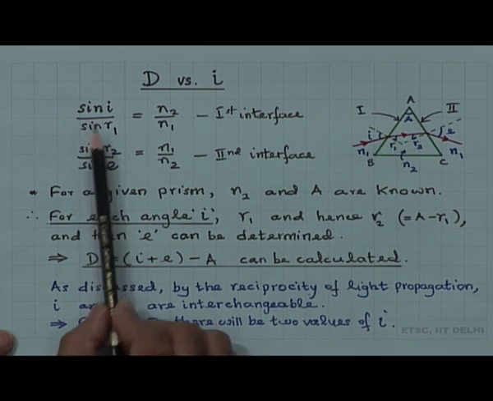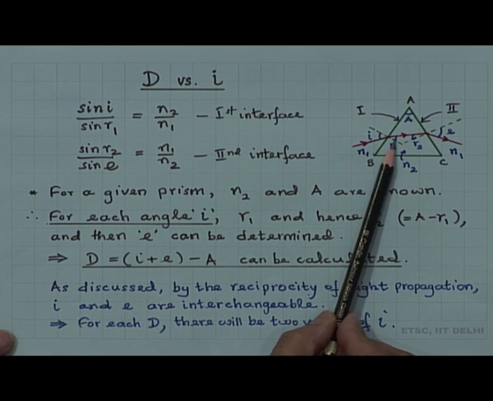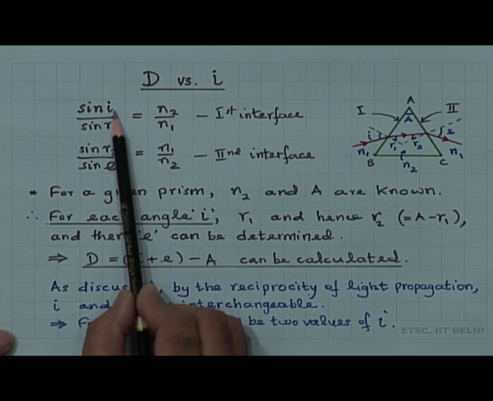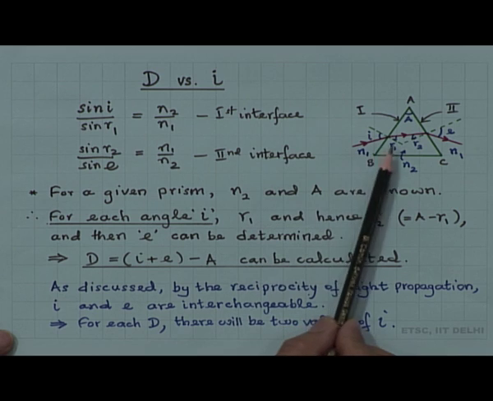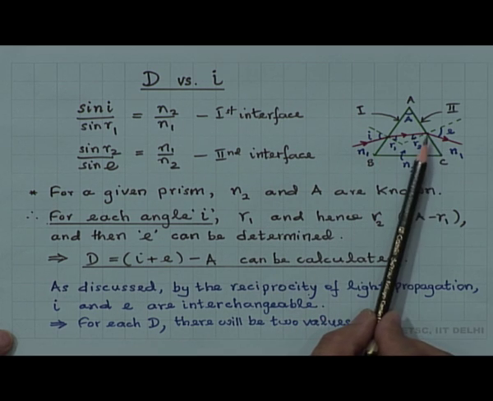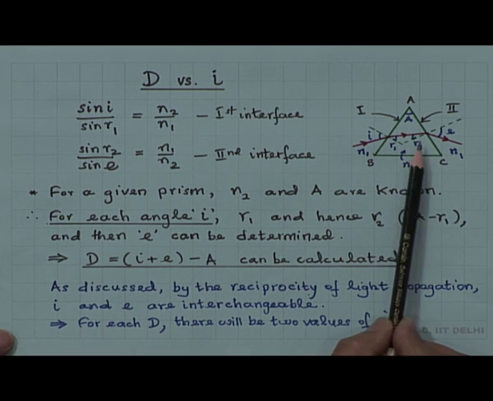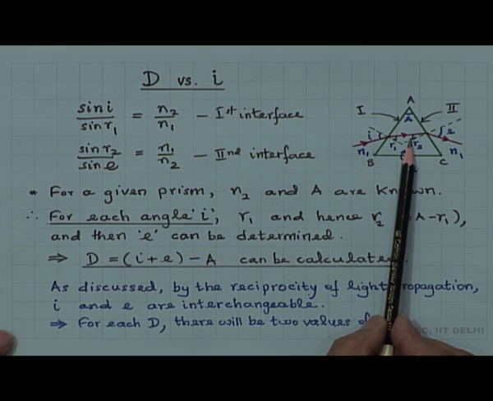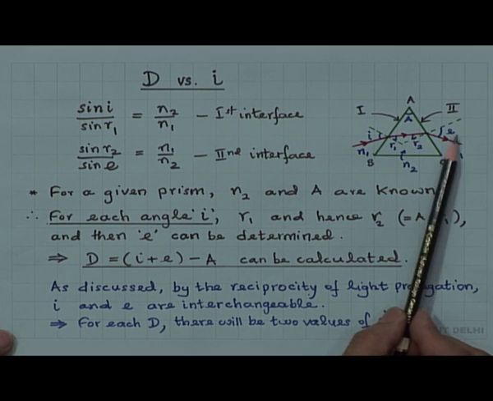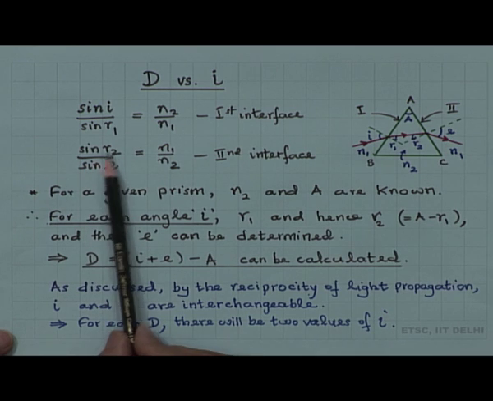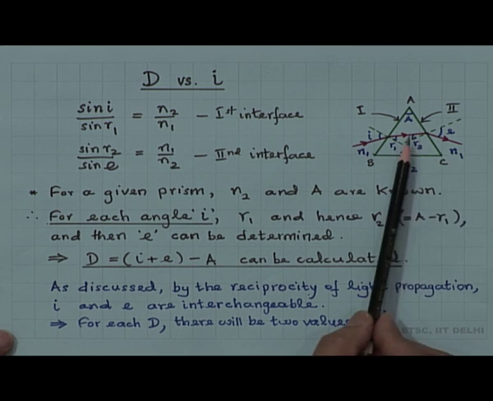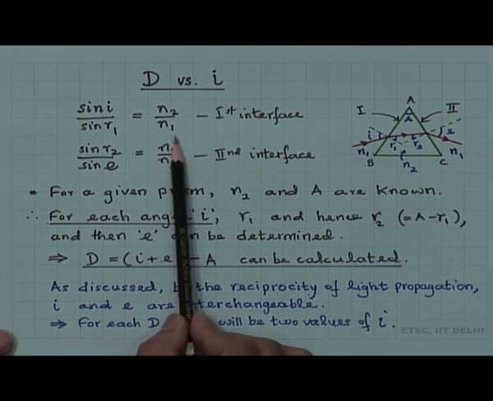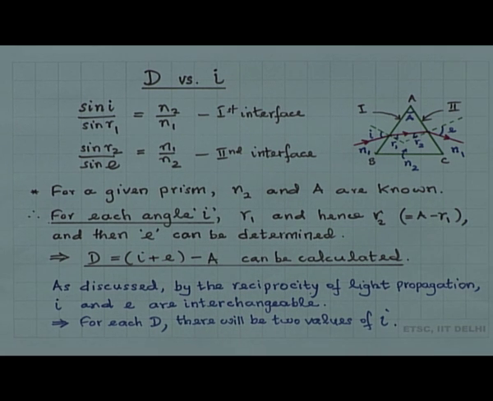First interface: sin I by sin R1, where R1 is the angle here, is equal to N2 by N1. That is Snell's law applied to this interface. Snell's law applied to the second interface gives sin R2 by sin E, because the angle of incidence here is R2 and the angle of emergence is the refracted angle here. So sin R2 by sin E is equal to N1 by N2, where N1 is now the outside medium, for the second interface.